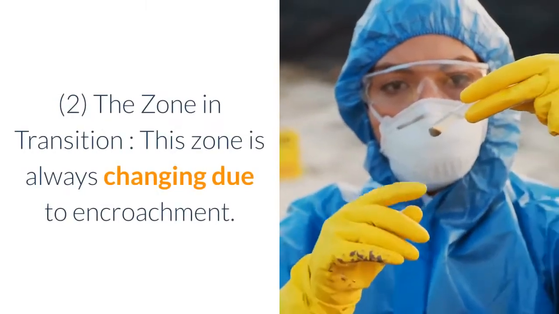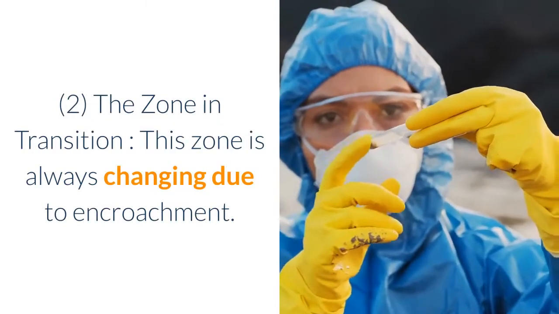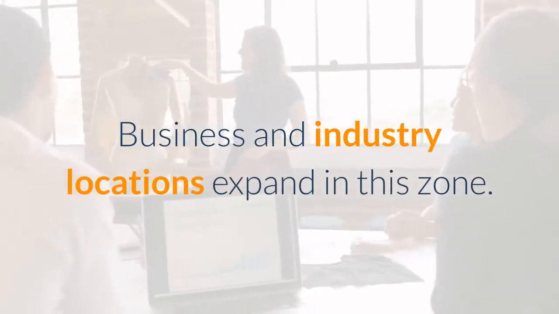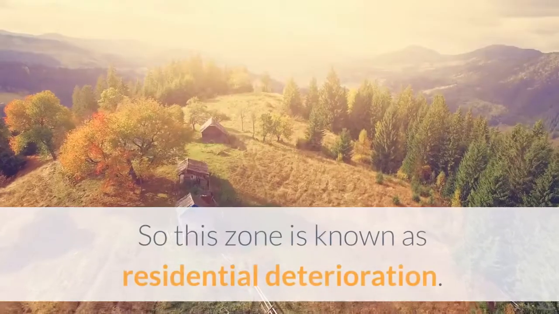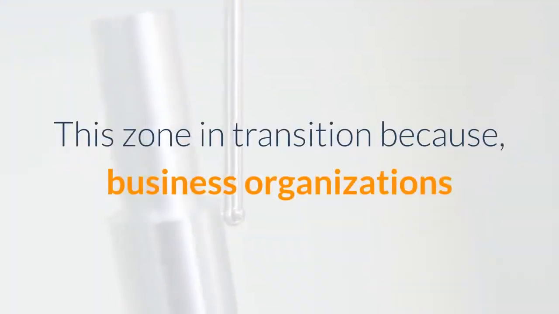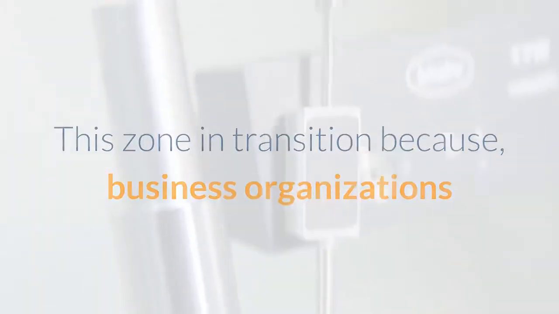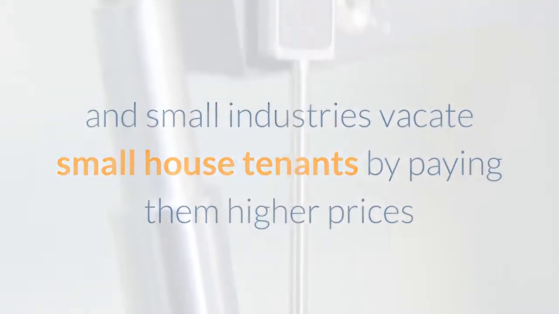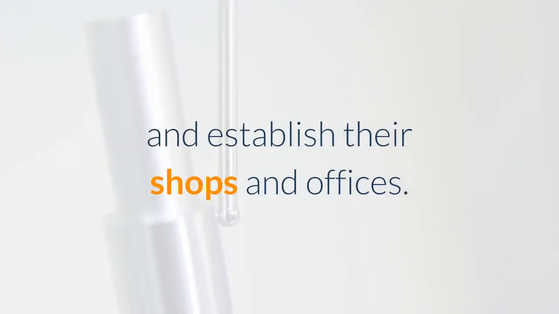2. The zone in transition. This zone is always changing due to encroachment. Business and industry locations expand in this zone. So this zone is known for residential deterioration. It is in transition because business organizations and small industries vacate small house tenants by paying them higher prices and establish their shops and offices.